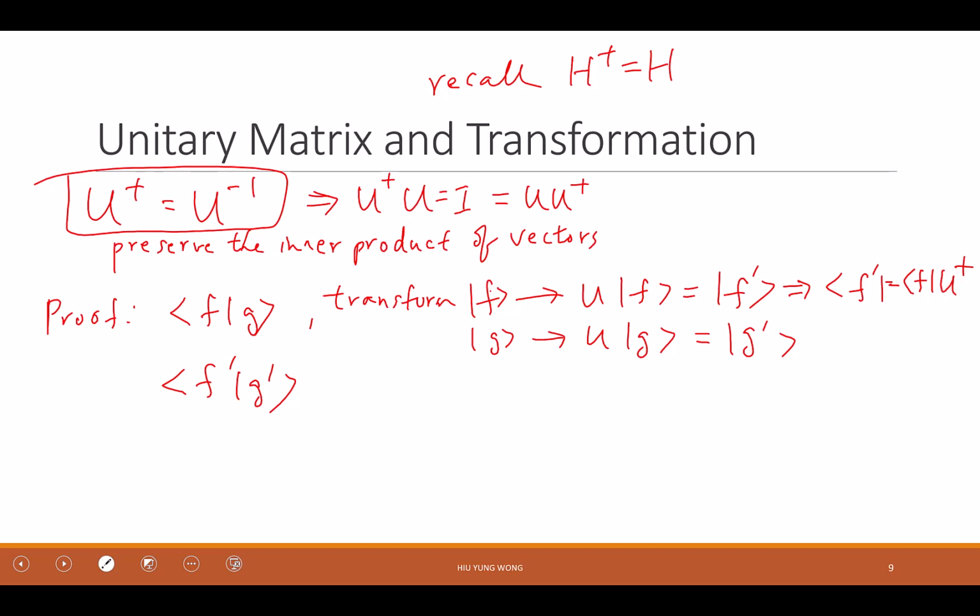Then it's dagger. Okay? So this one is what? F, U, dagger, the whole thing, times U, G. Right? Because G dash is the new vector, it becomes UG. F dash is the new vector bra version, it becomes F, U, dagger. Make sense? Think about it. Any questions?